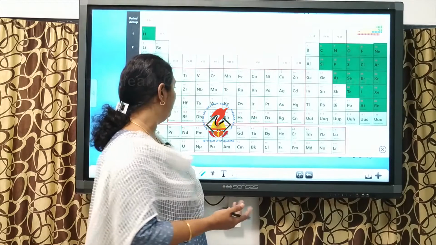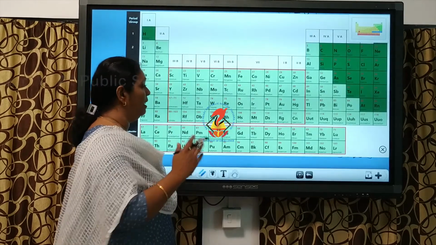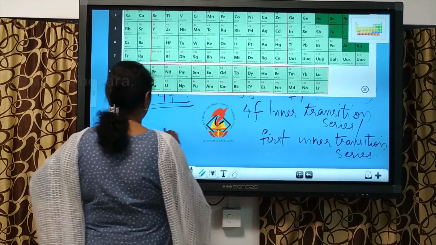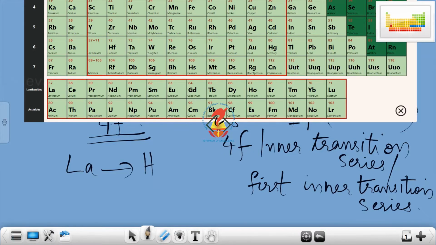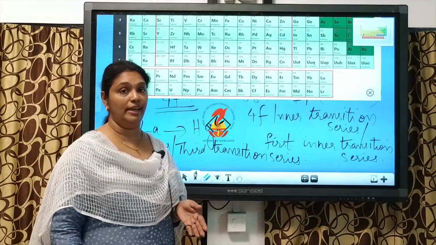And you can say the elements from lanthanum to mercury, Lanthanum, La, to mercury, they are known as the 5D series, 5D transition series, and this is the third transition series. And which orbital is getting filled from lanthanum to mercury? It is the 5D orbital that gets filled.